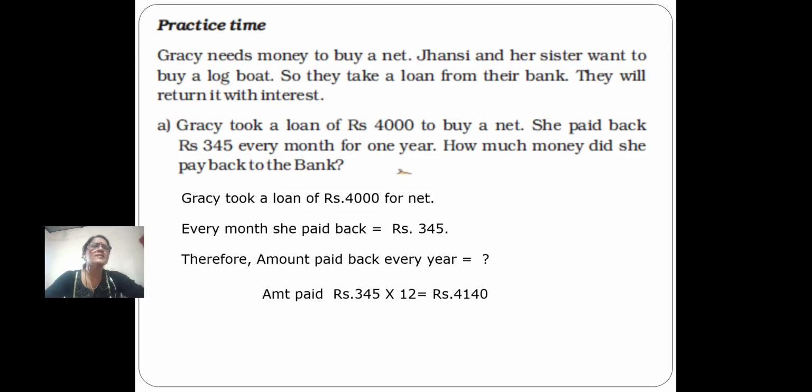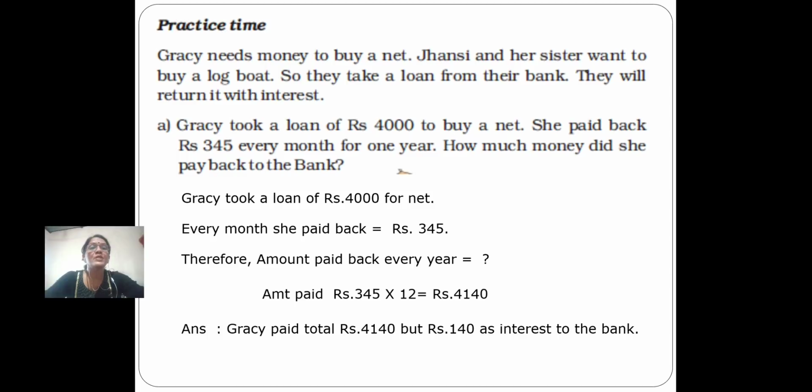4,140. And what is her loan amount? Gracie's loan amount. Can you see in the question? Yes, it is 4,000. For what she has taken it? To buy a net. Yes, to buy a net. Now, she is going to pay. The whole year she has been paying for every month, and it comes to rupees 4,140. Yes. So, Gracie paid total rupees 4,140. Don't you think some difference is there? She has taken 4,000 and she is paying 4,140. Don't you think that 140 is extra money she is paying?